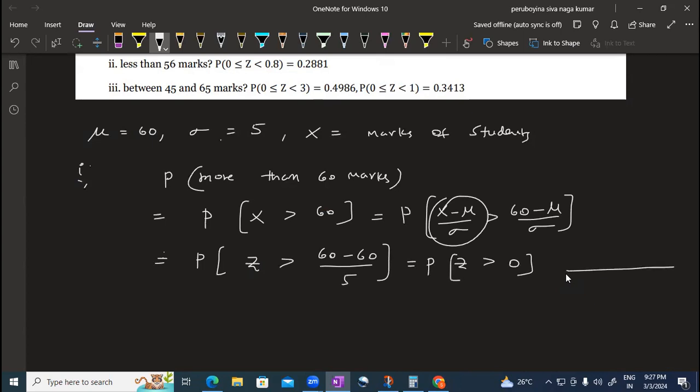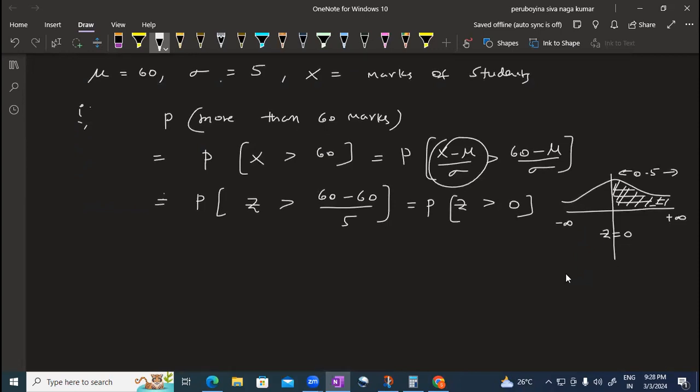So the graph you can draw as a simple diagram. Don't make too much space for drawing this. Always keep this as z equal to 0. Say this is plus infinity, and here minus infinity. This is very important. Z greater than 0 means this area. Half of the area, you know, is 0.5, and the remaining half of the area will be 0.5. So more than 0 means we got the probability from the graph as 0.5.